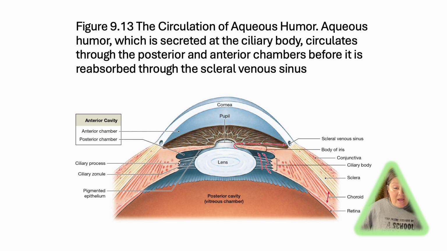Now, the posterior cavity, it's not equal, right? So it's not an equal. We have a lot of symmetry in the body, and this is another area where we don't have symmetry. We've got the anterior chamber, and then the posterior chamber is what we think of as the eyeball, right? The globe of the eyeball.